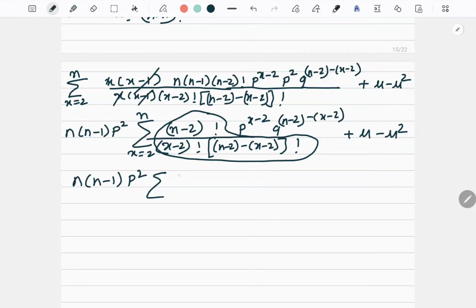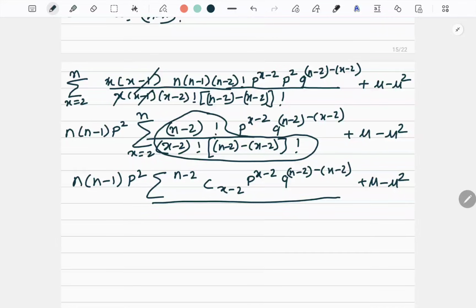This is basically n minus 2 C x minus 2 p to the power x minus 2 q to the power n minus 2 minus x minus 2, plus mu minus mu square. Now if you observe, this is again a binomial distribution, that is (p plus q) to the power n minus 2. But p plus q is 1. So this whole summation will become 1.